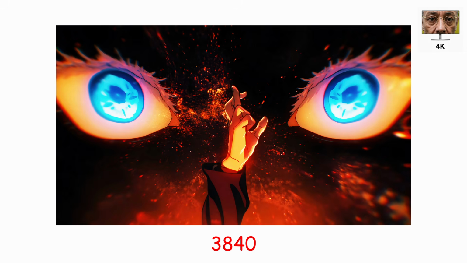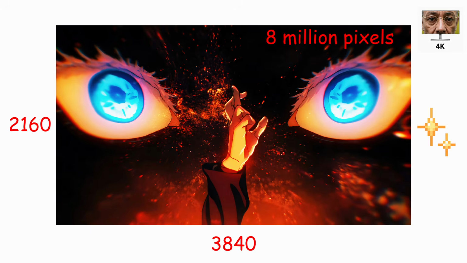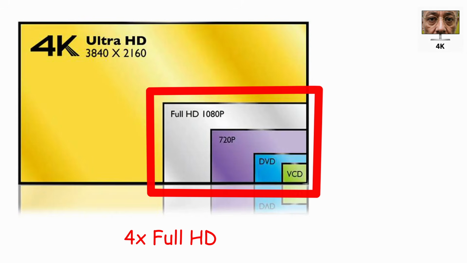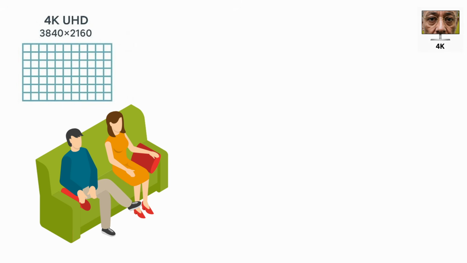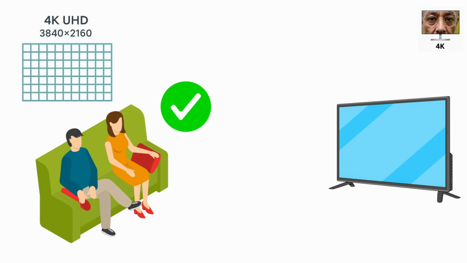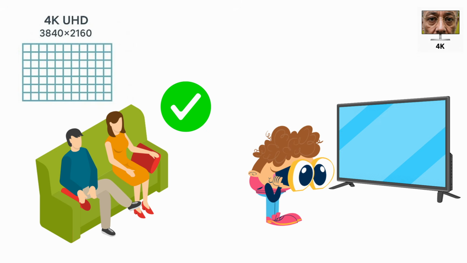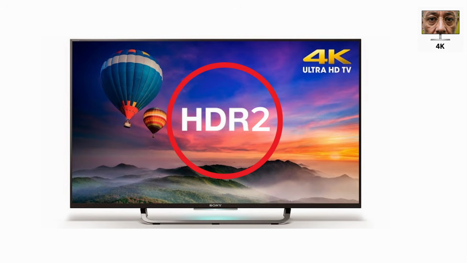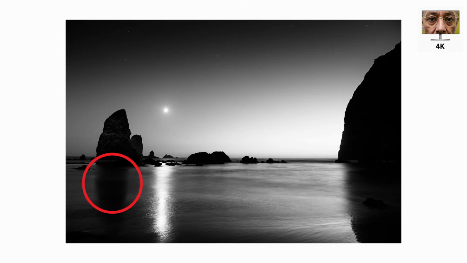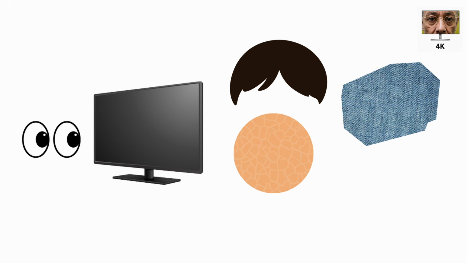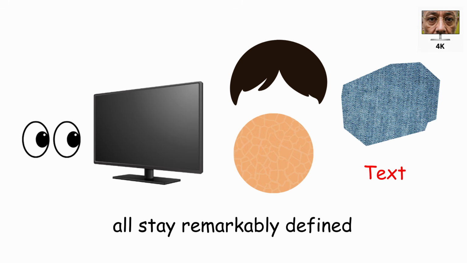4K, 3840 by 2160, around 8 million pixels, 4 times what Full HD gives you, packed into the very same frame. That density is why you can sink into the couch, well back from a big screen, and still catch fine texture instead of creeping closer to hunt for it. Most 4K sets throw in HDR, which lets a shadow stay properly dark while a beam of sunlight blazes bright, without either one collapsing into flat gray or a blown-out white patch. Up close, hair, fabric, skin texture, and tiny text all stay remarkably defined.